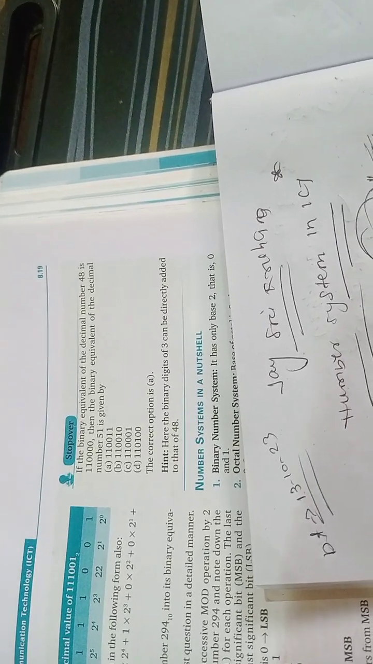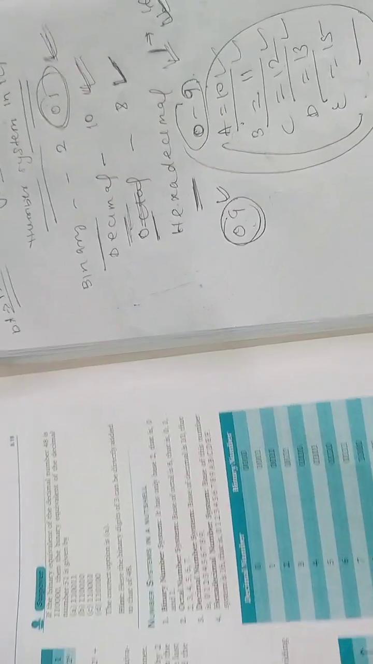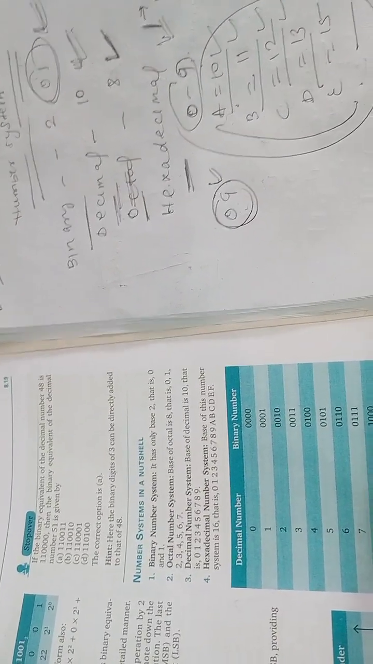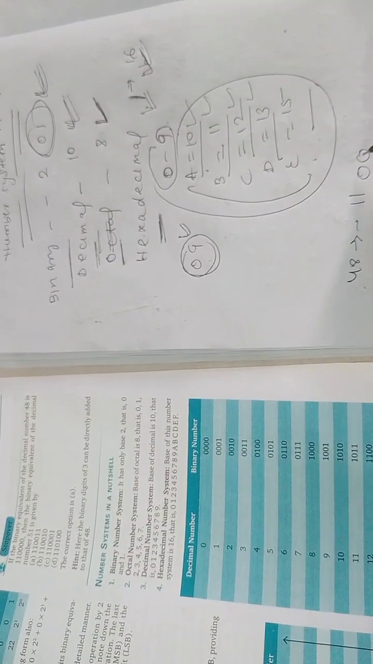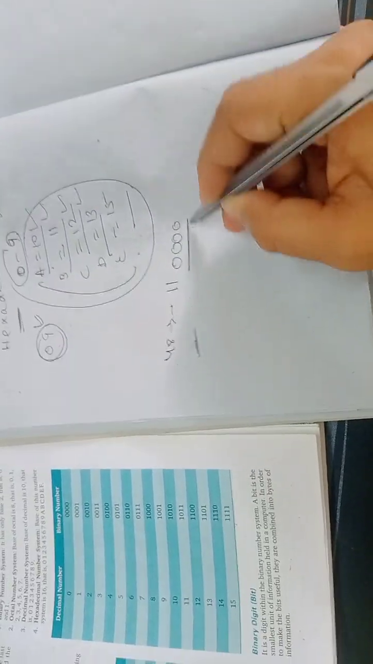So let's solve a problem of the kind they ask. You can see here, the binary equivalent of the decimal number 48 is 110000, and then what is the binary equivalent of the decimal number 51? They ask the question like this: the decimal number 48 is equivalent to the binary number 110000. This is how binary numbers look. And if 51 is a decimal number and you have to convert it into binary, what do you need to do?